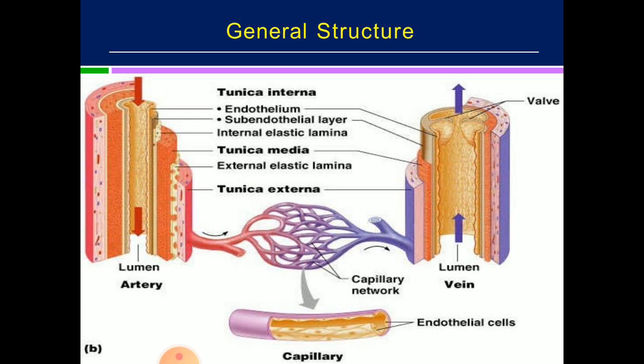We have the three basic layers: the tunica interna, which is again made up of three layers, that is the endothelial and the subendothelial layer, and the internal elastic lamina. This internal elastic lamina, made up of elastic fibers, separates the tunica interna and media. Tunica media and tunica externa are separated by the external elastic lamina. In the case of veins, the endothelium folds to form the valves. Valves prevent the backflow of the blood. They maintain the unidirectional flow of blood.